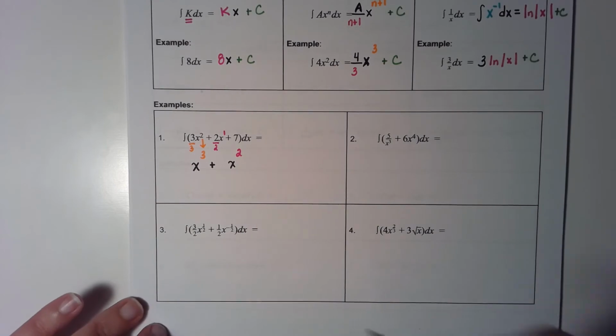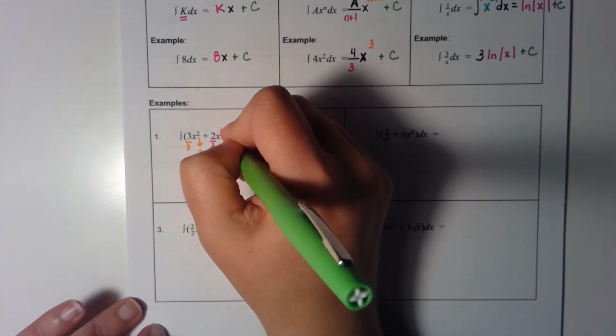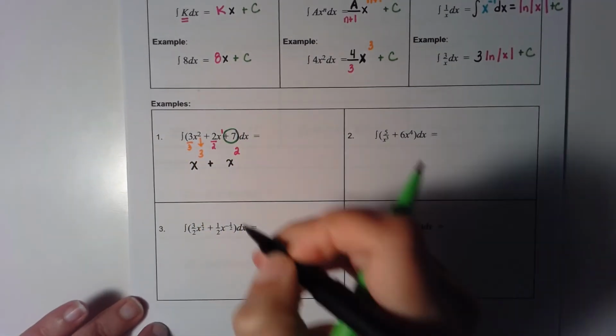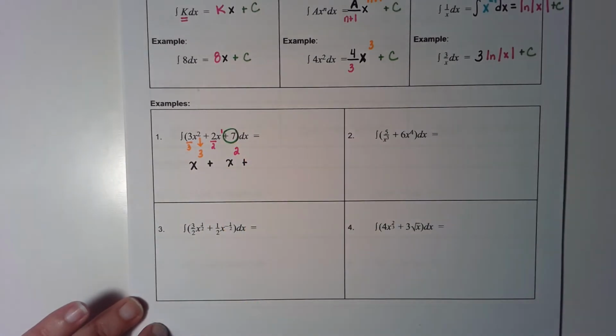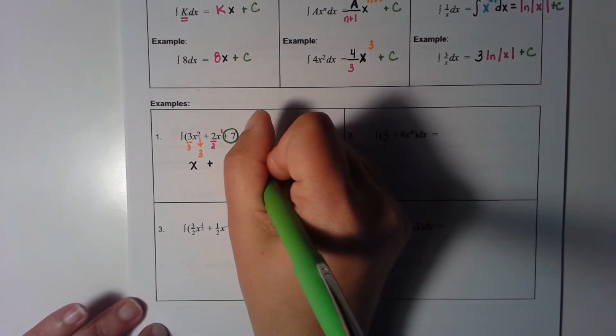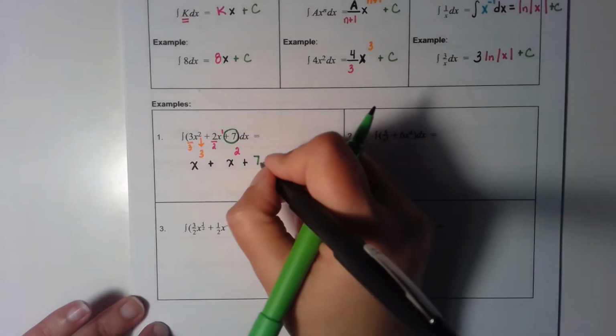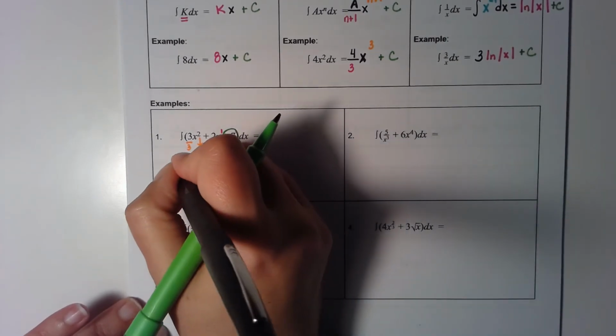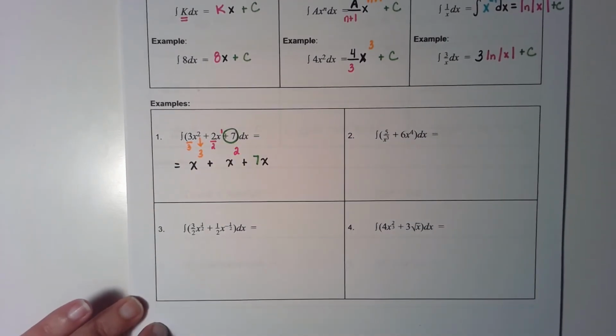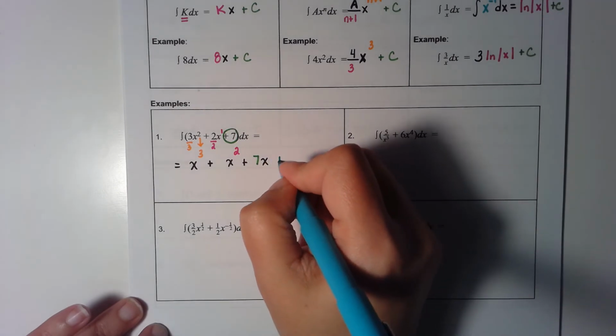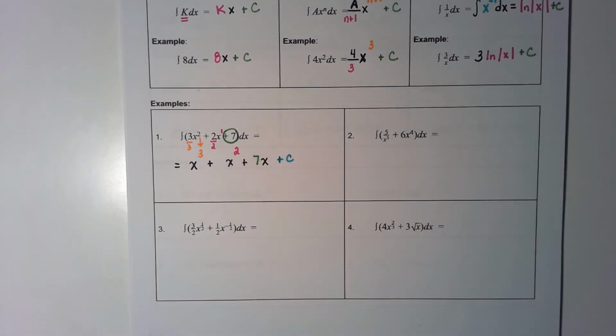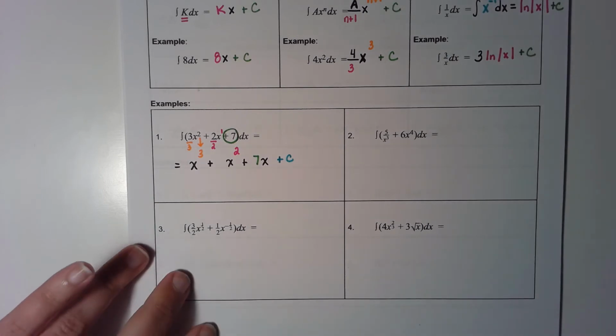Last but not least, this is just a 7. So my antiderivative would be a constant times x, so it would just be 7x. And then I need to put plus c. And the reason I need a plus c at the end is to save a spot for that imaginary constant that might or might not have been there, we're not sure.